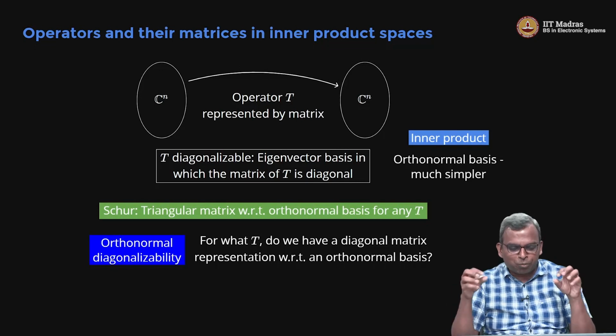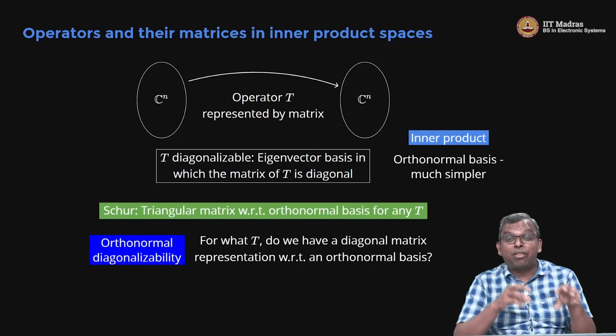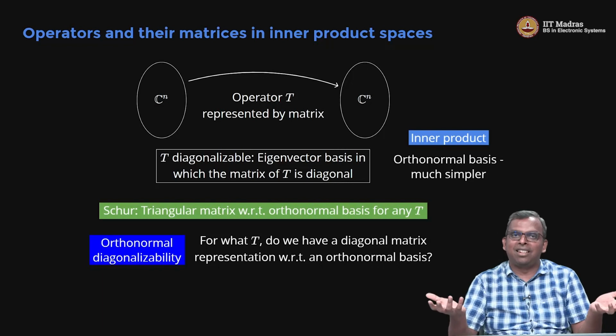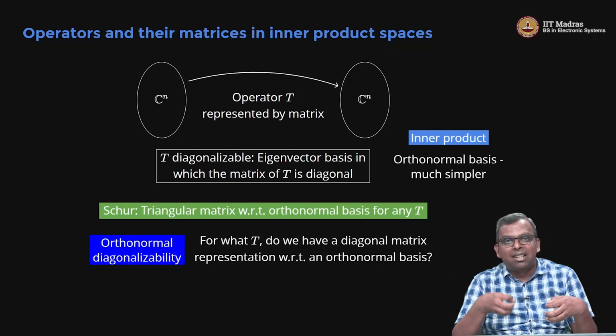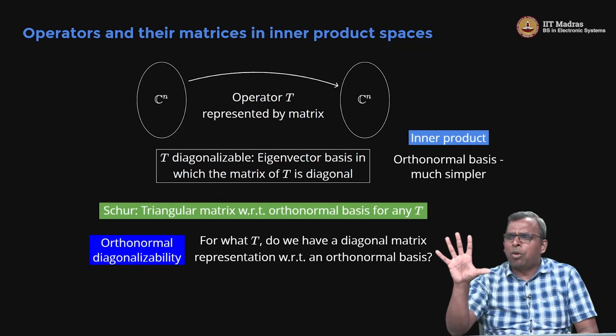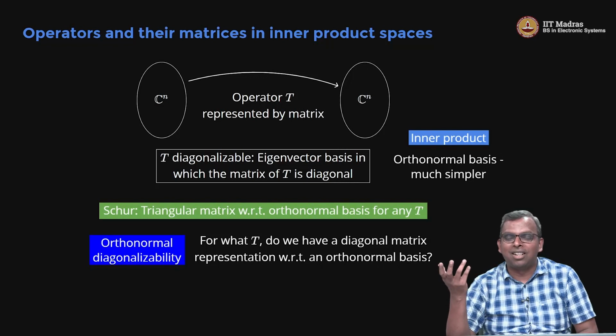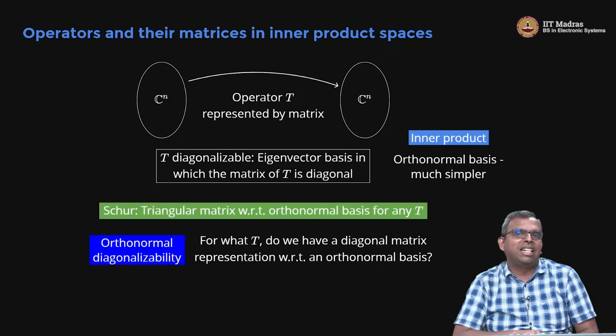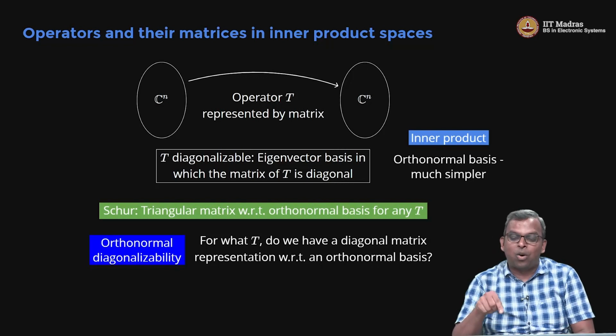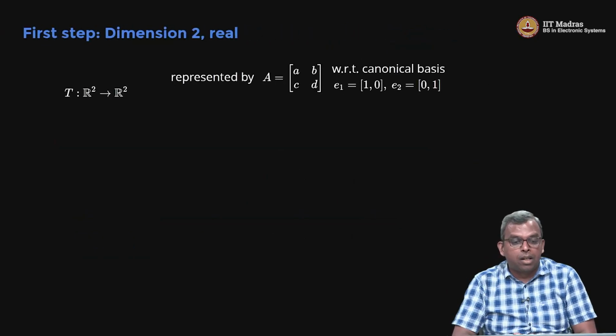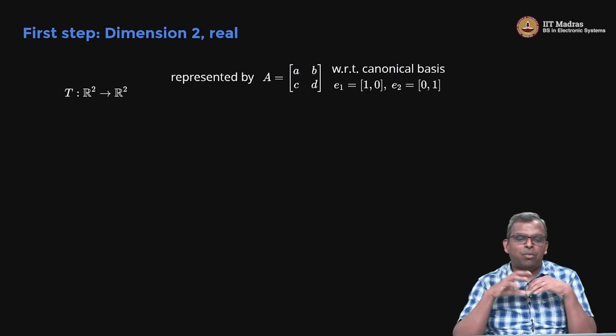Our hope is we can identify orthonormal diagonalizability in a much easier fashion than just diagonalizability. If I give you a big matrix, it's difficult to find out whether it is diagonalizable or not. But can we find out orthonormal diagonalizability easily? That's the central question answered by these spectral theorems. You'll see that there are very easy answers once you want orthonormal diagonalizability. That's what we're going to see in the next few slides. So let's start as usual. In our first step, we'll start with R2.